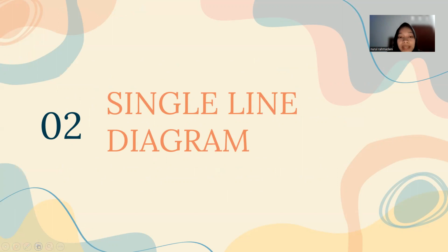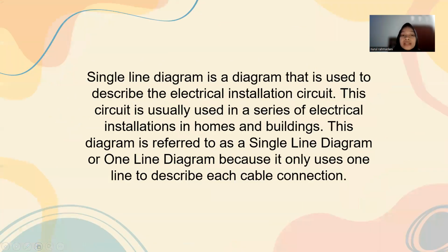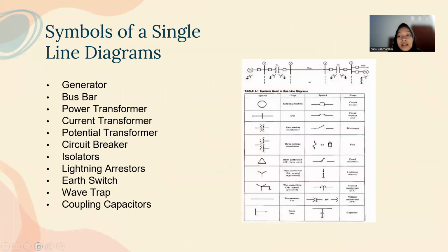The second topic is single line diagram. A single line diagram is a diagram that is used to describe the electrical installation circuit. The circuit is usually used in a series of electrical installations in homes and buildings. This diagram is referred to as a single line diagram or one line diagram because it only uses one line to describe each cable connection.